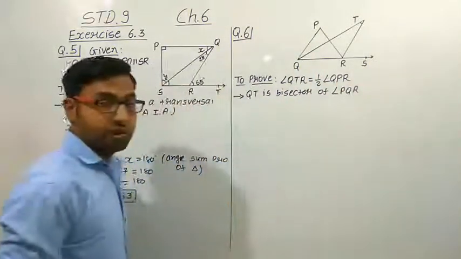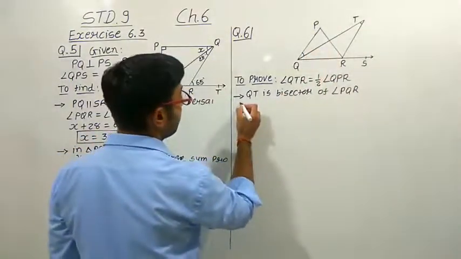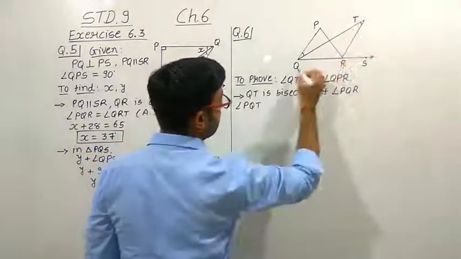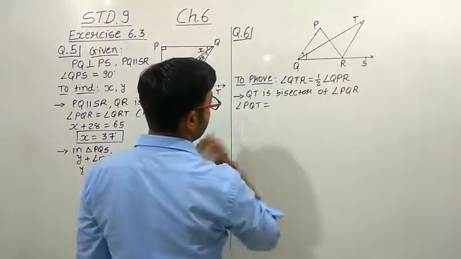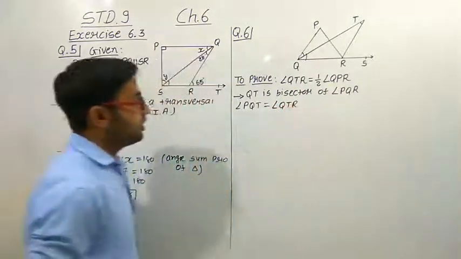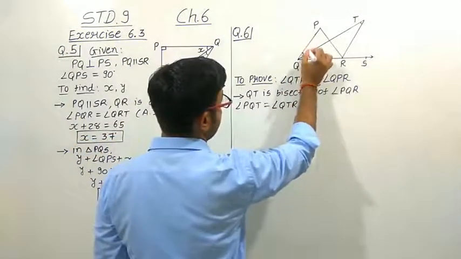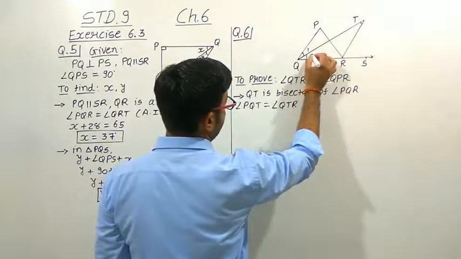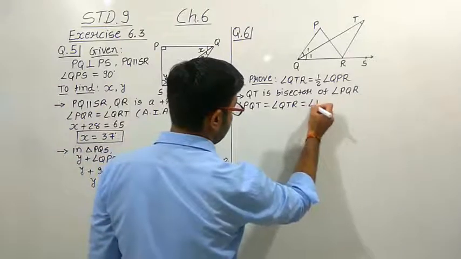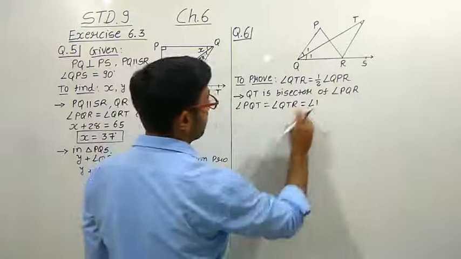PQR, right? So we know that this angle PQT and this angle QPR both will become equal. Let us take it as angle number 1. So this angle will also become angle number 1. So we are taking it as angle number 1. Okay.